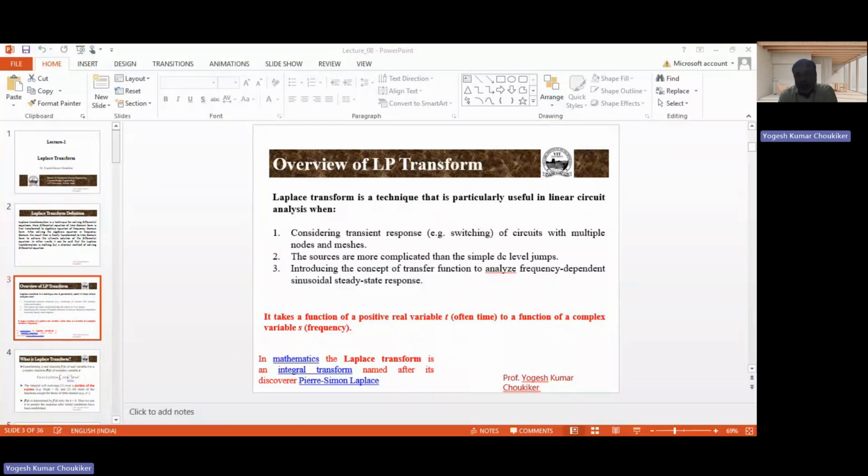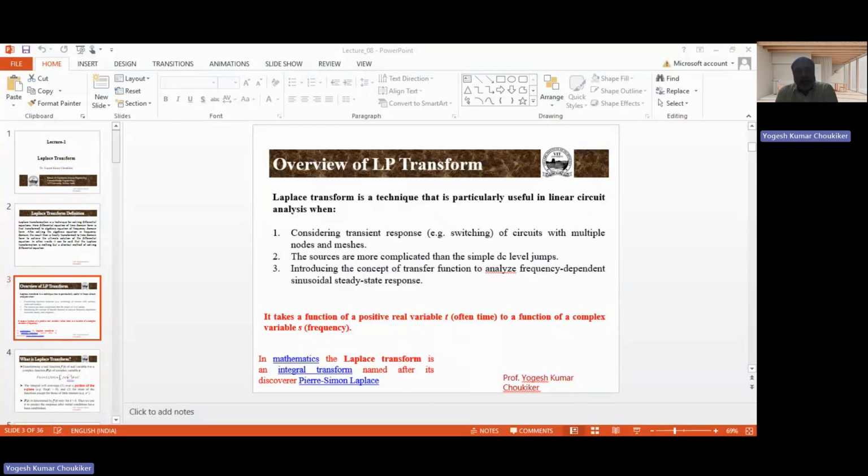For the second case, when we take the voltage source in series, if initially the voltage is zero, the total voltage source is zero and it becomes a short circuit, and between the terminals A and B we have 1 by SC.